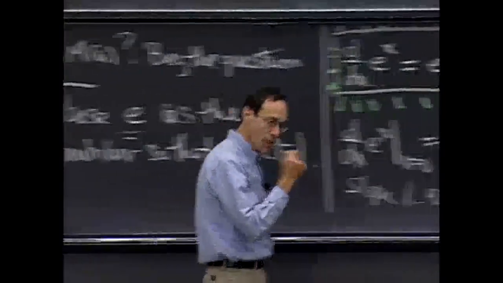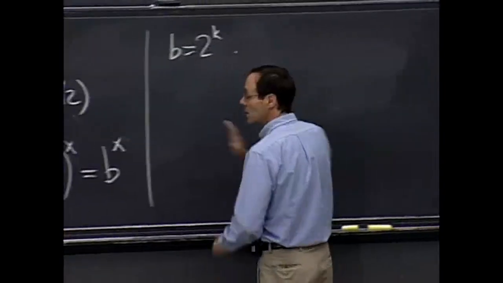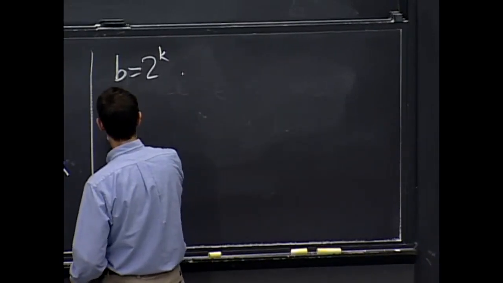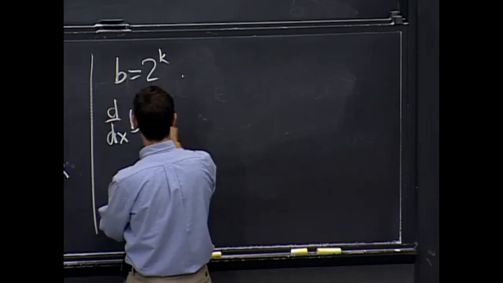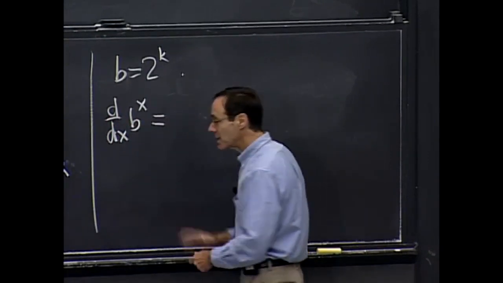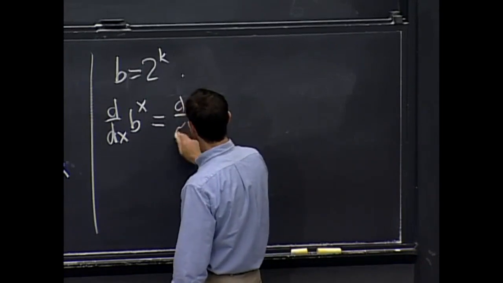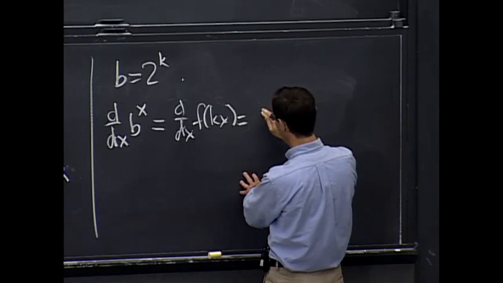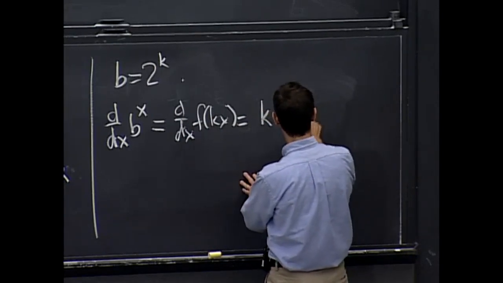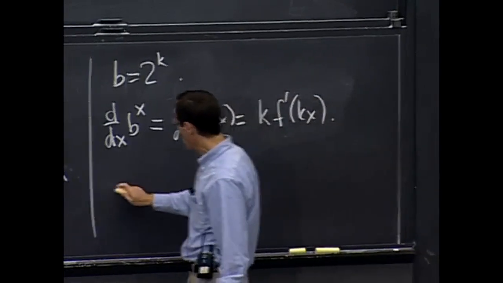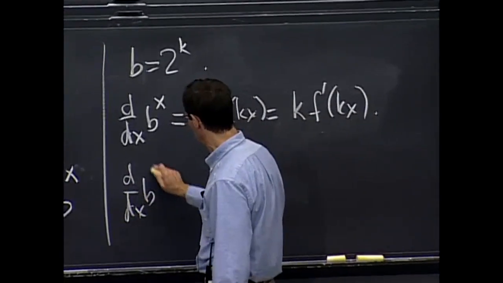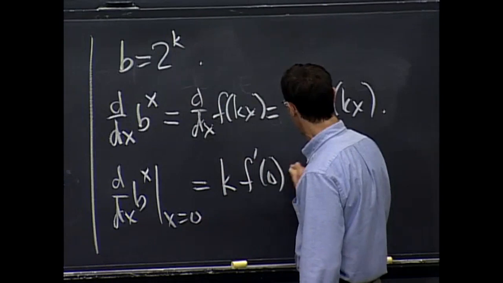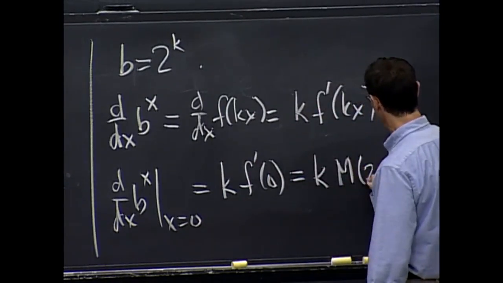Let's see that explicitly numerically here. If I take the derivative with respect to x of b to the x, well, that's the chain rule, right? That's the derivative with respect to x of f of kx, which is what? It's k times f prime of kx. And so if we do it at 0, we're just getting k times f prime of 0, which is k times this ln of 2.